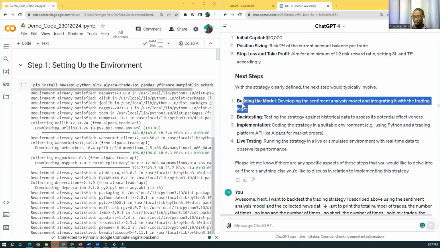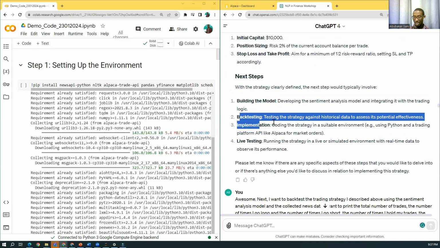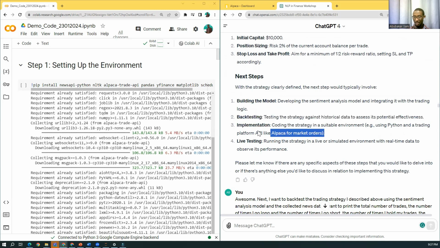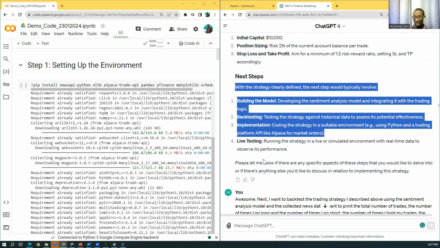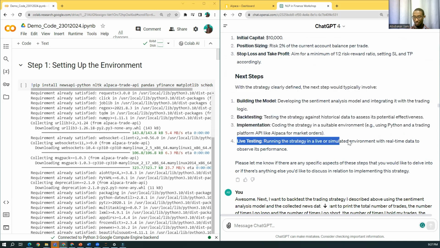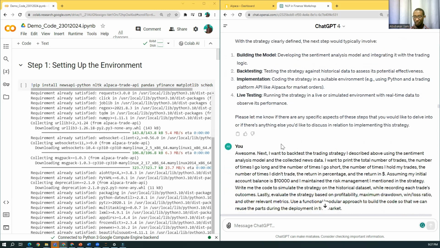First of all, it tells me to build the sentiment analysis model to test the strategy. After I've tested it, then implement it using the Alpaca API, for example. And after I'm happy with the implementation and everything is working, I can go live and run it there to observe its performance. And these are actually the steps which I highlighted in the framework.